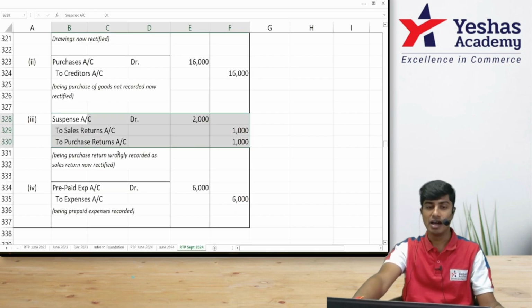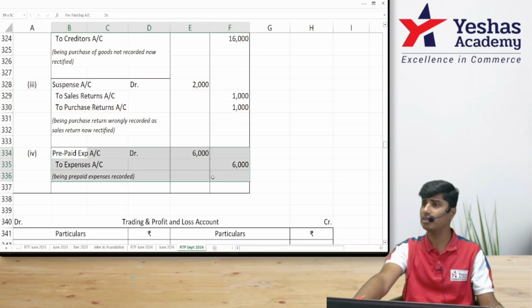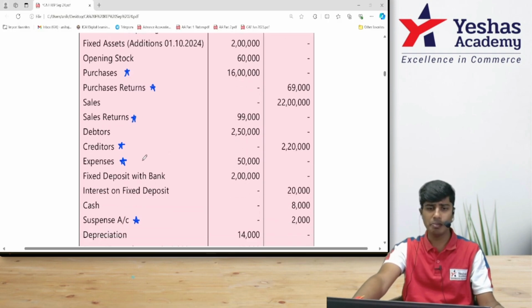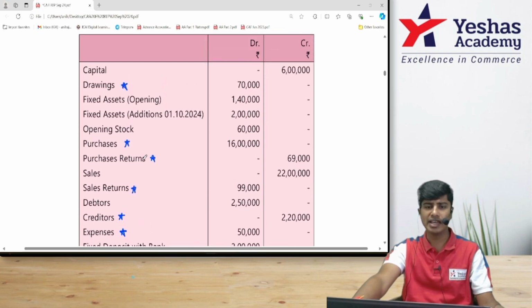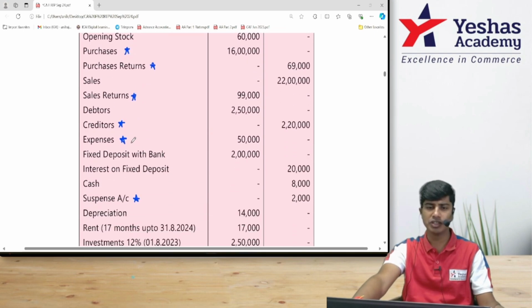Yes, sir. After that, lastly, prepaid expense and expense. Is there anything called prepaid expense anywhere here? I don't think there is prepaid expense. Only expense. Okay, we'll put one star next to expense. Sometimes there will be 3 stars, 4 stars also.